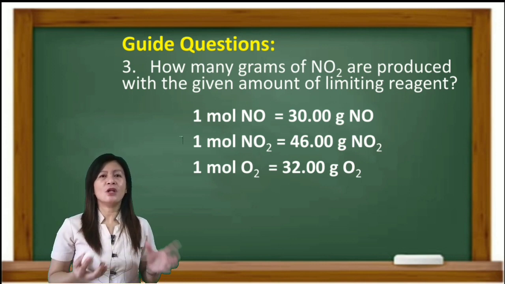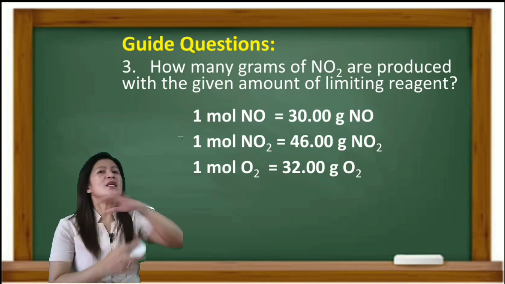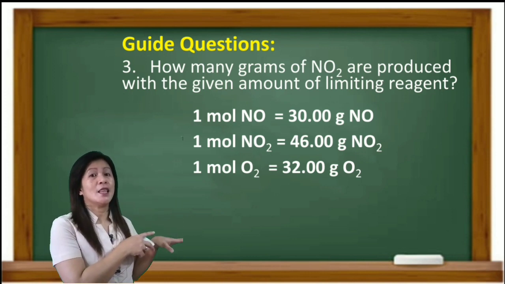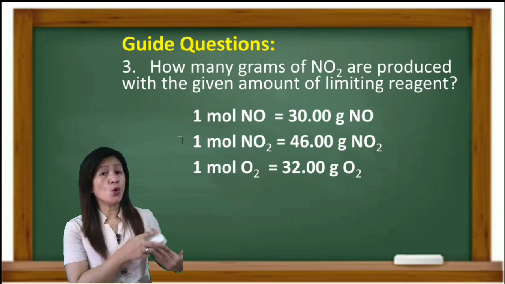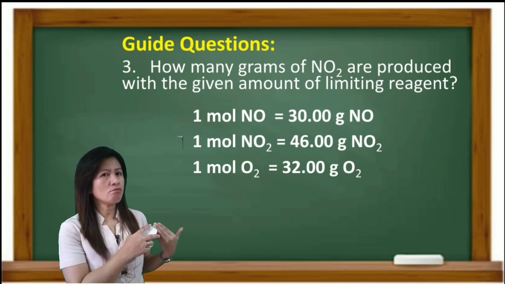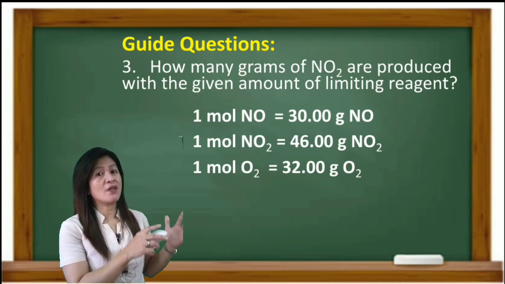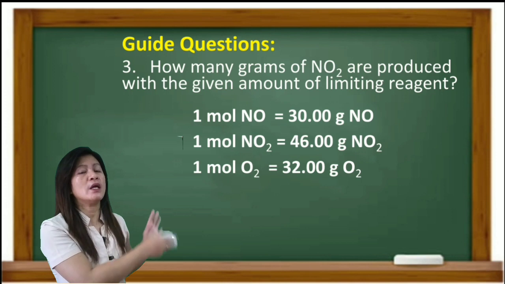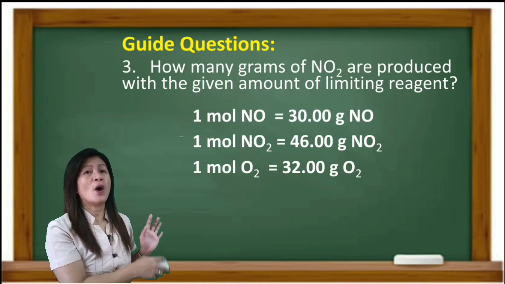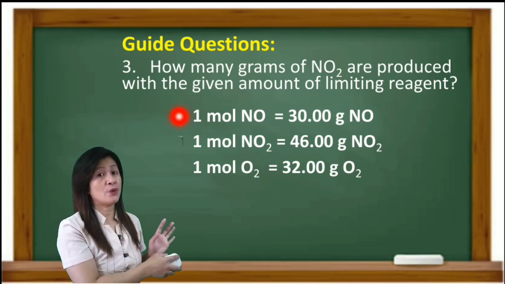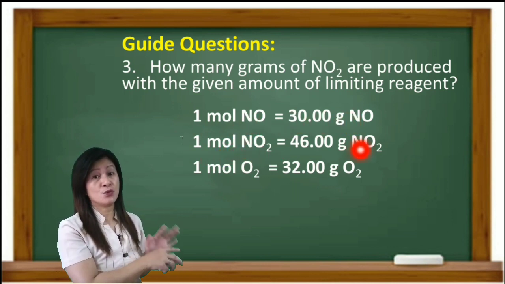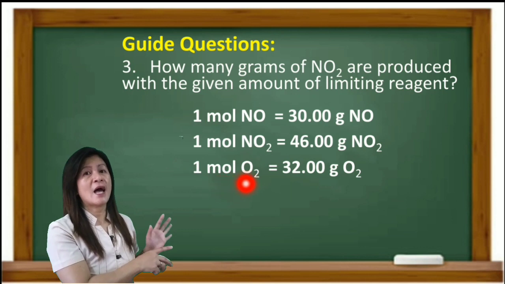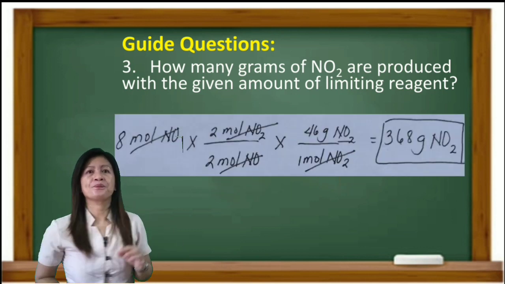So in doing the calculation, this time we are given the moles of the limiting reagent, and we have to come up with the grams of the desired product, nitrogen dioxide. So we might be needing the following equivalents. We have 1 mole of nitrogen monoxide equals 30 grams of nitrogen monoxide. 1 mole of nitrogen dioxide equals 46 grams. 1 mole of oxygen gas equals 32 grams.